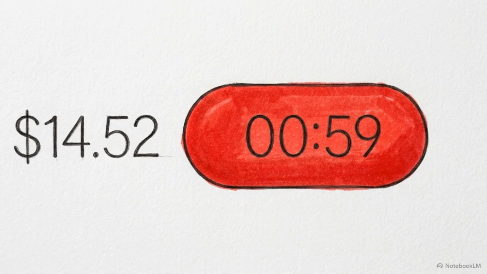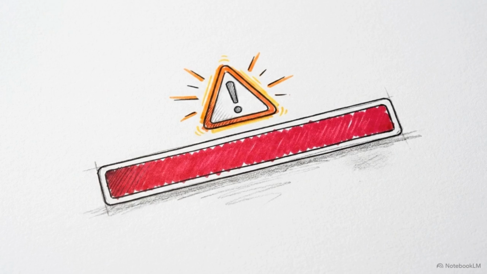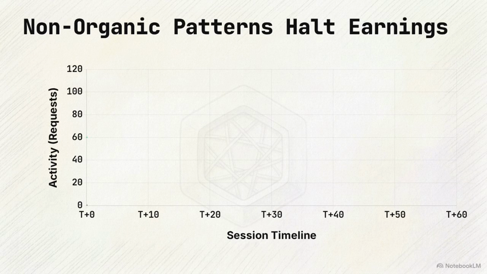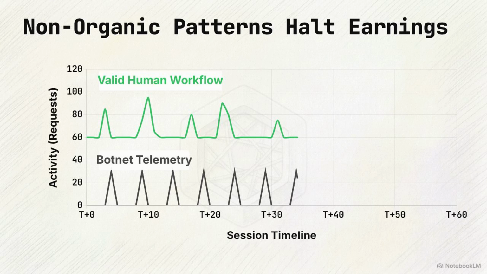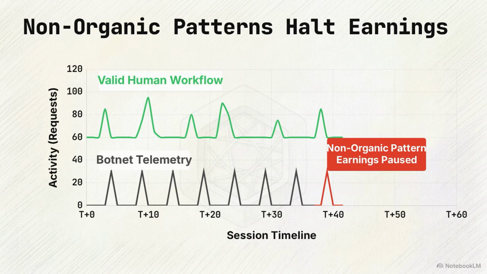As you accrue impressions, you will notice a red pill icon append itself next to your active ledger balance. This icon contains a countdown timer. It signals that you have reached your rolling hourly or daily impression quota. This chart explains these limits. The bottom tier graphs rejected botnets, defined by perfectly timed requests. The top tier shows valid human workflow, with erratic spikes and varied rest cycles. To ensure marketplace integrity, the system pauses earnings when detecting non-organic patterns.